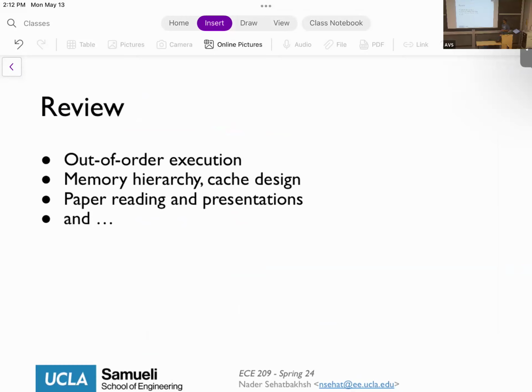So, things that we have discussed so far. Of course, we started with an intense amount of lectures, 4 weeks. We talked about various different things in out of order execution. Then we talked a little bit about memory hierarchy and cache designs, and hopefully CA2 helped you understand a little bit more about replacement policies. Then the last 2 weeks, we did paper readings and presentations.